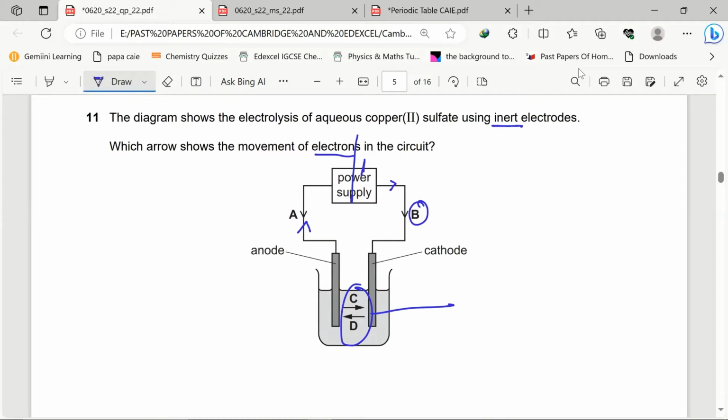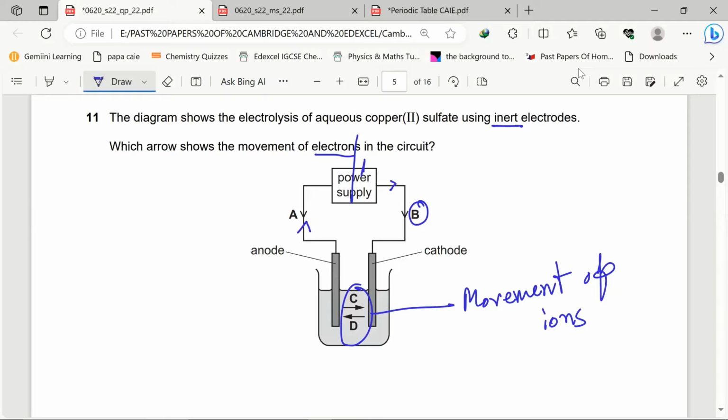In C and D, we have only movement of ions. Because inside the electrolyte, no electron moves. Inside the wire and the electrode, electrons move. So inside the electrolyte, only ions are moving. So C and D are not correct. A is not the correct direction, basically the opposite.